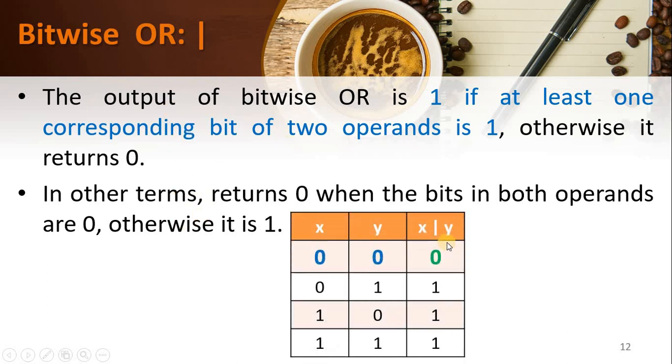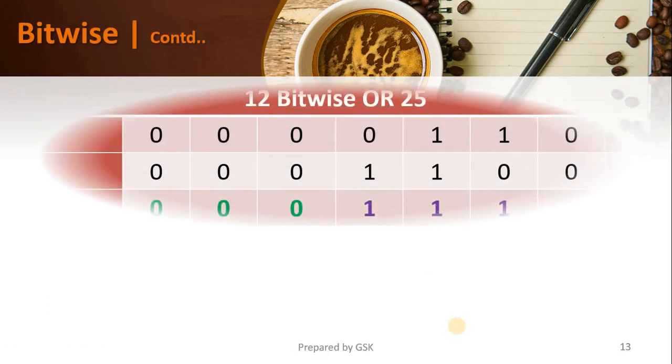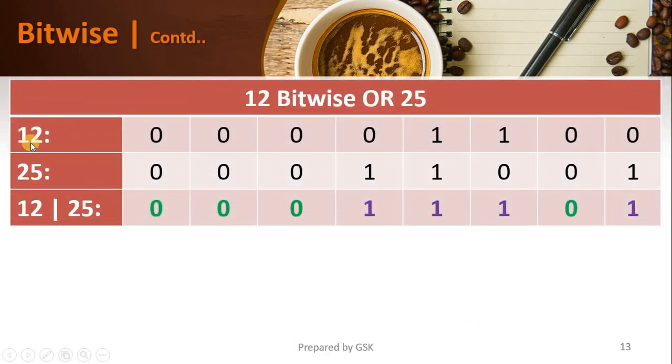See the truth table for the bitwise OR. When the two operand values are 0, the output becomes 0. In all the remaining cases, that means you may have 0 1, or 1 0, or 1 1, the output becomes 1. See this example for better understanding.